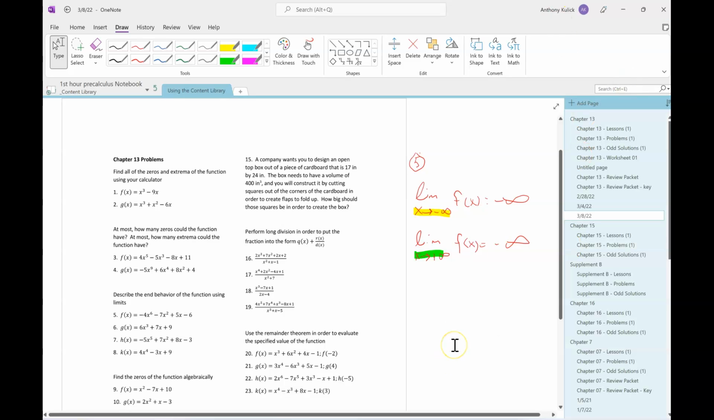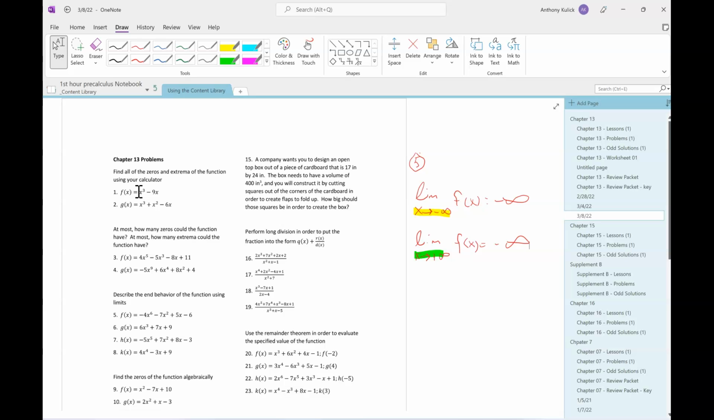Lily, so when we're doing 1 and 2, we have to have 3 zeros, right? No, you have at most 3 zeros. So there could be 3 zeros, could be 2 zeros, could be 1 zero, could be no zeros. If you look at the graph, I think that one does have 3, but it could have less.